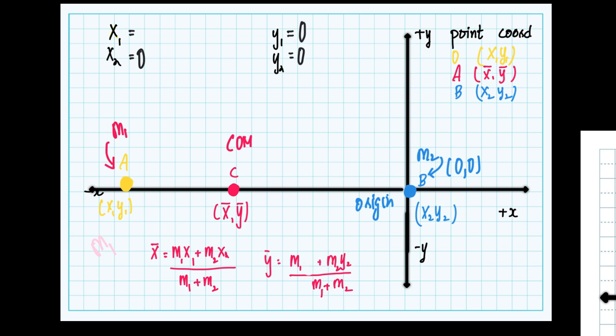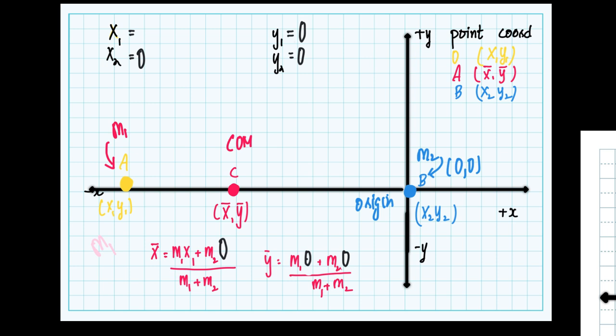So y1 is equal to 0. What is y2? y2 is 0 as well, right? So y2 is also equal to 0. What is x2? x2 here is 0. I'm really sorry for the technical glitch here. Okay, 0. But what is x1?